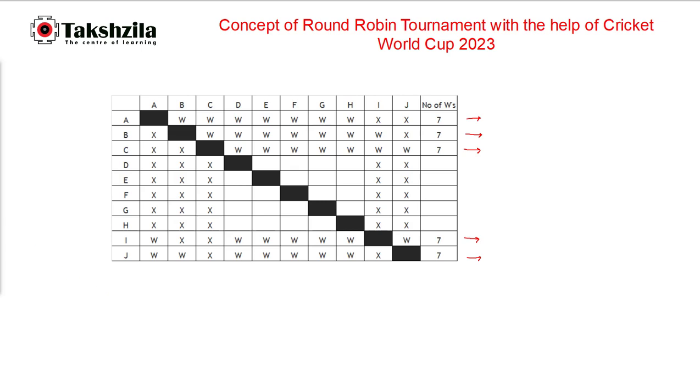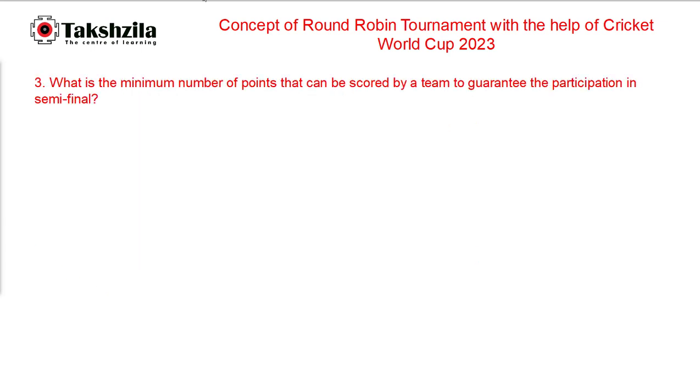After this, let's have a look at question number 3. Question number 3 is, what is the minimum number of points that can be scored by a team to guarantee participation in the semi-final? So let's have a look at it. So over here, the important keywords are minimum and then guarantee participation in the semi-final. In the first question, what we saw, even after scoring 6 points, a team can play a semi-final. But it's not guaranteed that even after scoring 6 points, a team must play the semi-final. No, there are only some chances of playing the semi-final.